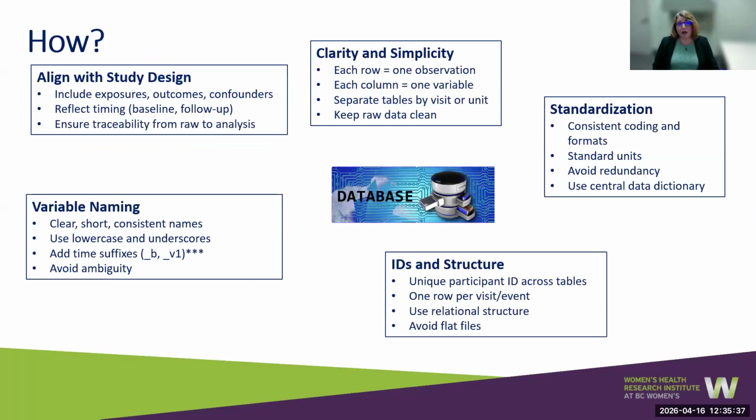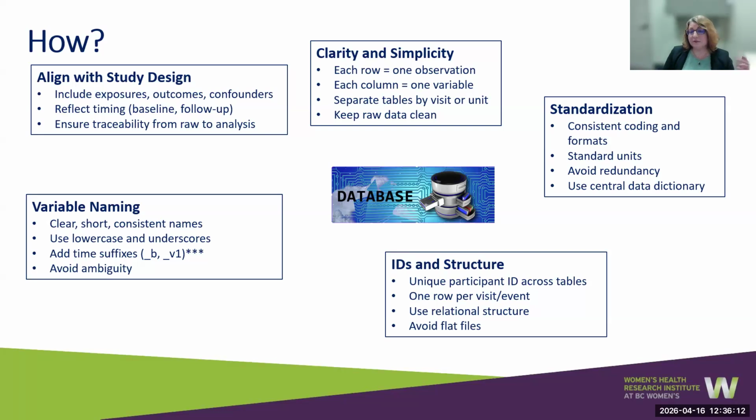So here I put how to include exposures, outcomes, confounders. When you're thinking about your database, you probably already have a research question in mind and what you want to do. So you need to decide, from the information you collect, what is your exposure, what is your outcome, what are your confounders, what are your covariates, and how you're going to collect your data. Are you collecting data at one point or multiple points?